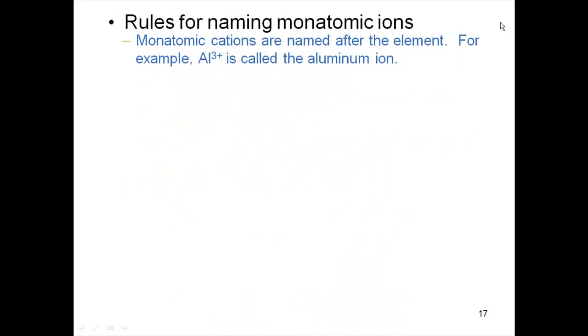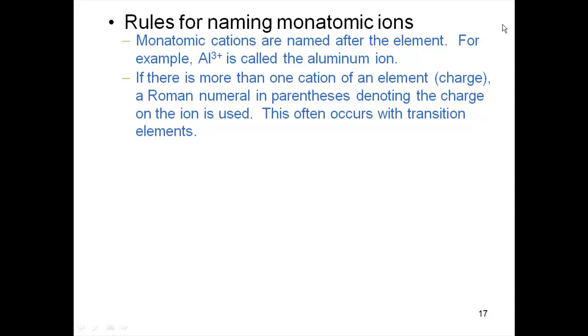So monatomic cations are named after the element. For example, Al3+, that's aluminum. We just simply call it aluminum ion. And we put the ion on it when it's a charged particle. Now when we put that together with an anion, then we drop the ion and just use the aluminum part.